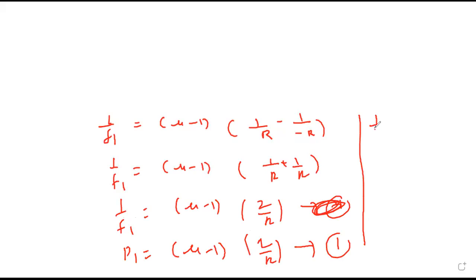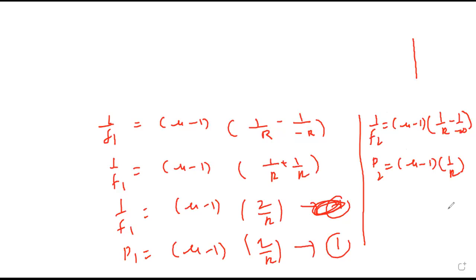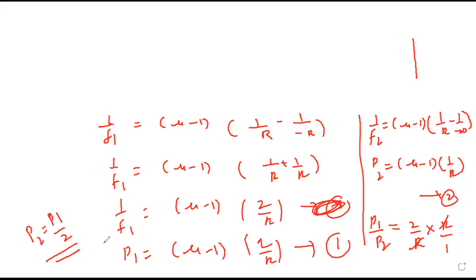Then in the second case, 1 upon F2 will be mu minus 1 into 1 upon R minus 1 upon minus infinity. 1 upon infinity is 0. For a plane surface, what is the radius? Infinity. So now I can say P1 upon P2, mu minus 1 will get cancelled. This is 2 by R into R by 1. So the new power will become the first power upon 2. Very important sum. For a plane surface, radius is infinity.